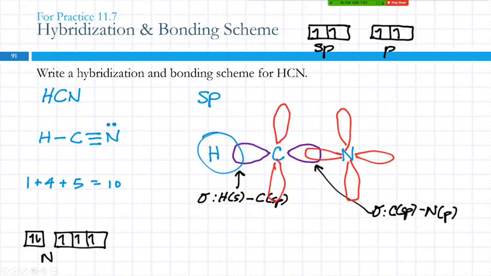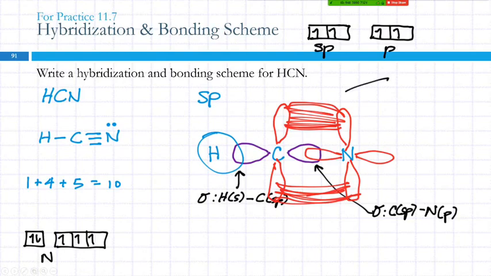So it has one along the y-axis, and so that's going to overlap side to side with that p orbital. And so we can label that one. That's a pi bond between a p orbital on the carbon and a p orbital on the nitrogen.